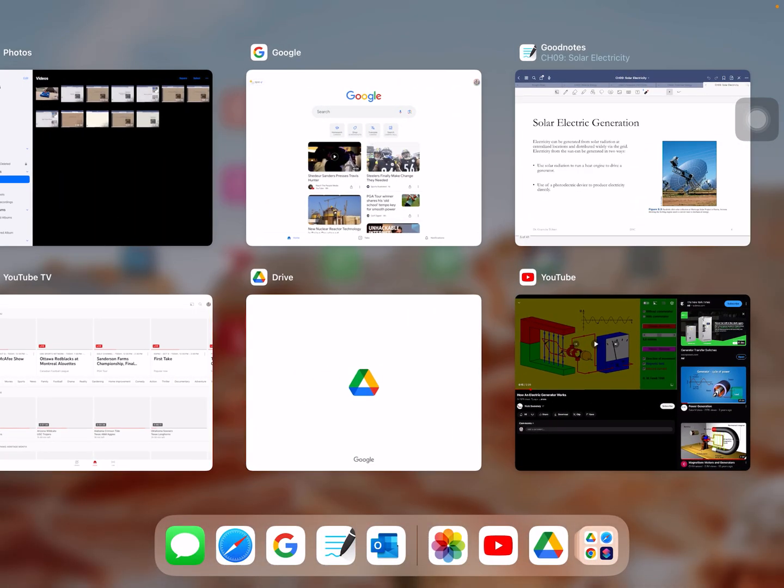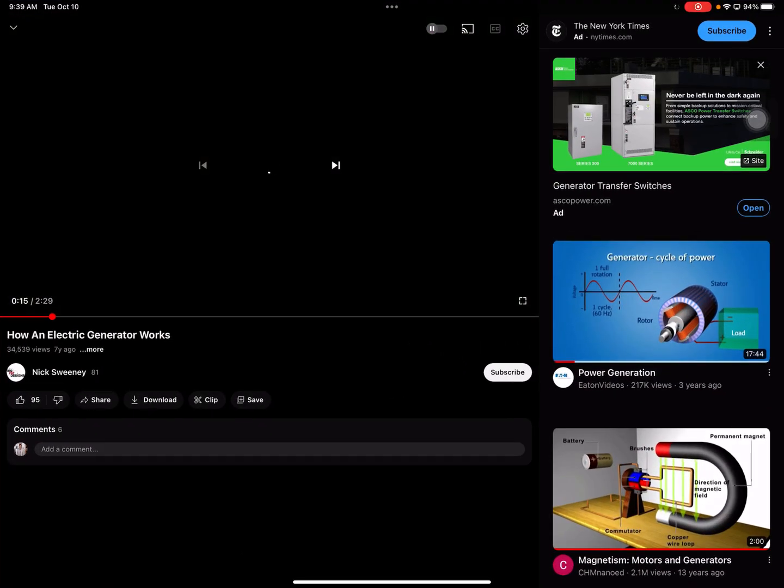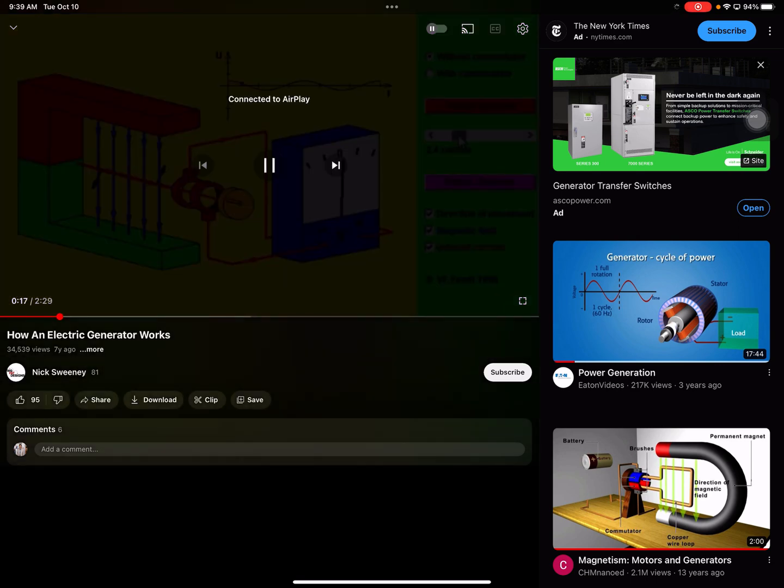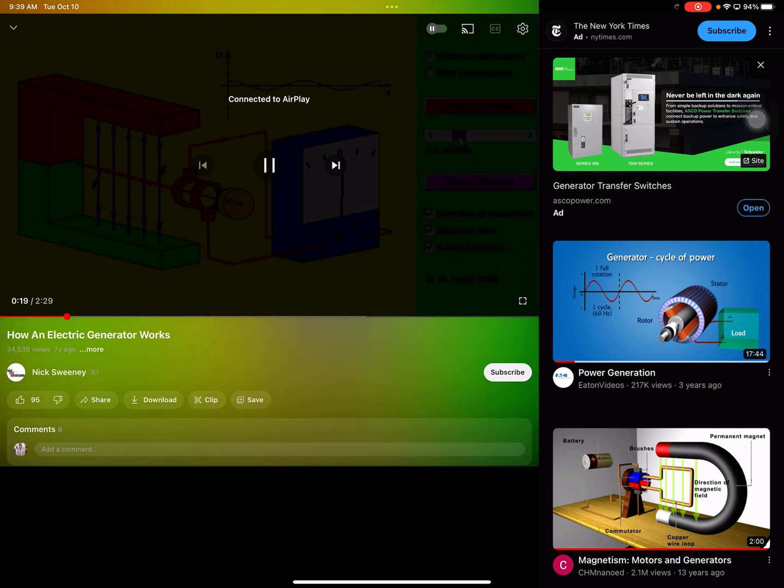How are we producing electricity currently? So this is how we're producing electricity currently. These are magnets.